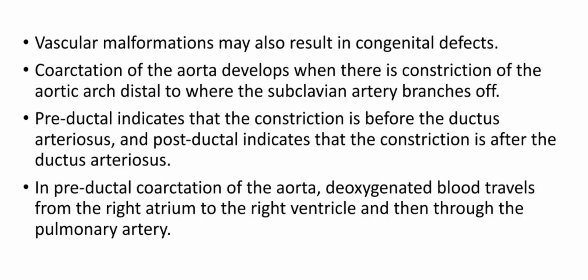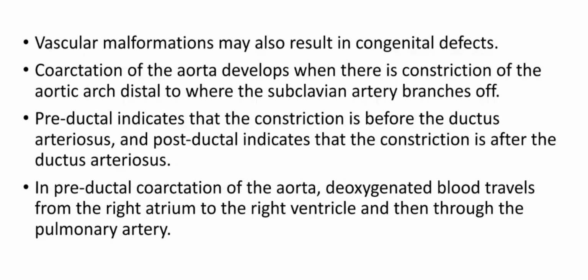Vascular malformation may also result in congenital defects. Coarctation of the aorta develops when there is constriction of the aortic arch distal to where the subclavian artery branches off. Preductal indicates that the constriction is before the ductus arteriosus, and postductal indicates that the constriction is after the ductus arteriosus.